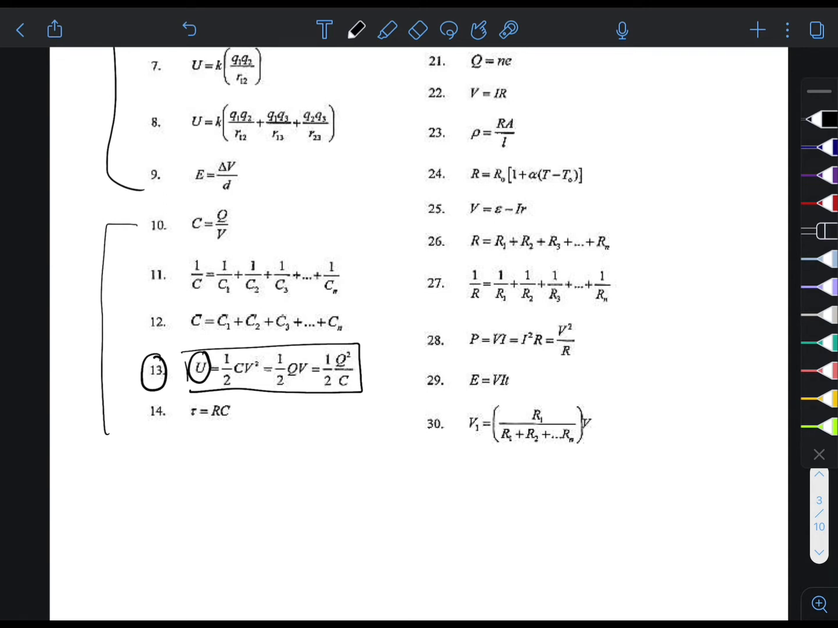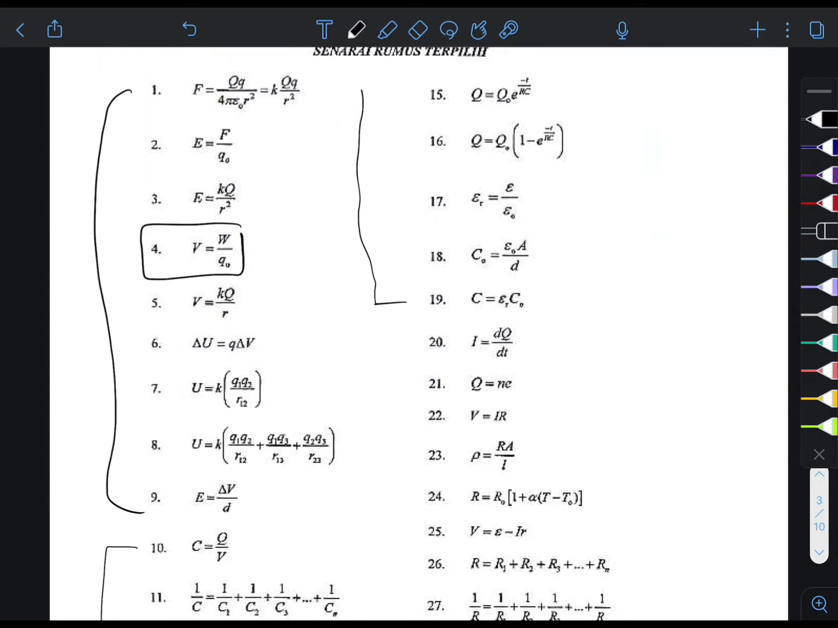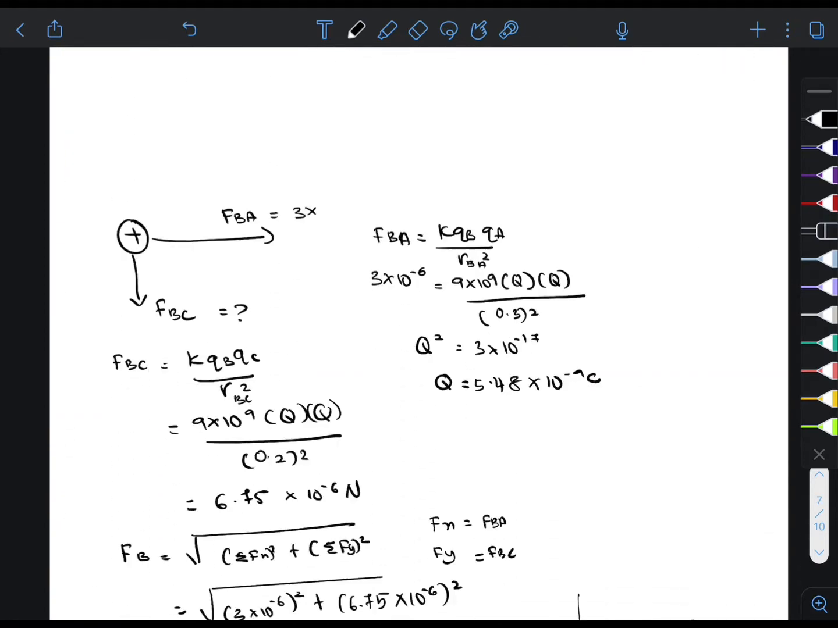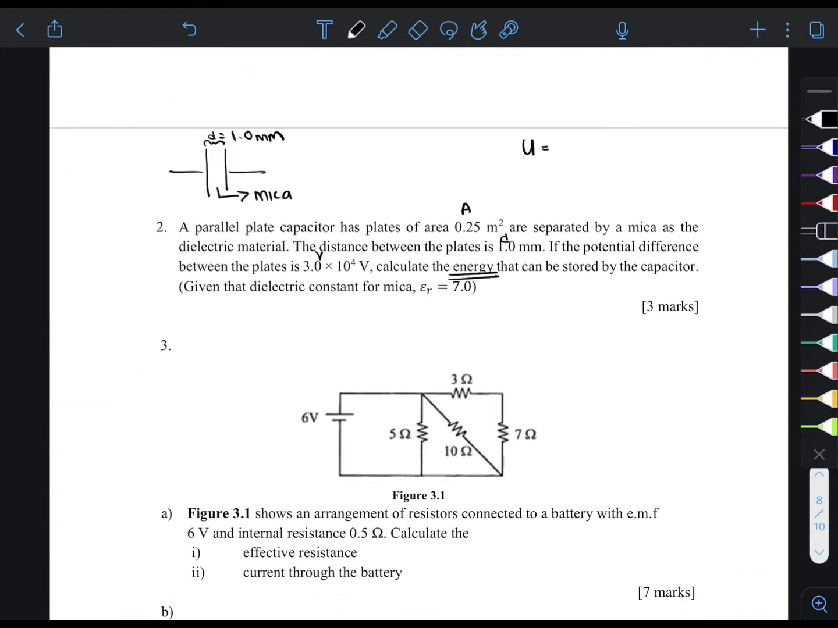As we remember, the information that we have here is the area, the distance between the plates, and the potential difference. And our equation is half CV square ataupun half QV ataupun half Q square over C. These are the equations here. Okay, V dah ada dalam soalan. So we can simply choose the equations yang ada V lah dua ni. Tapi as you can see, you either need the C ataupun Q to solve this question.